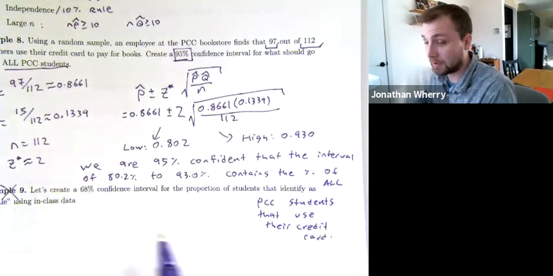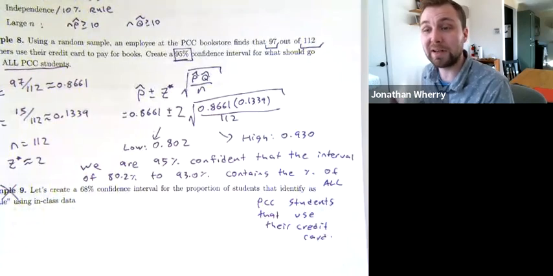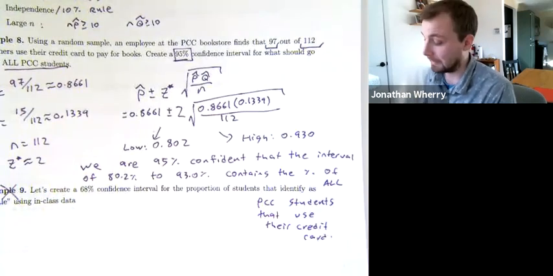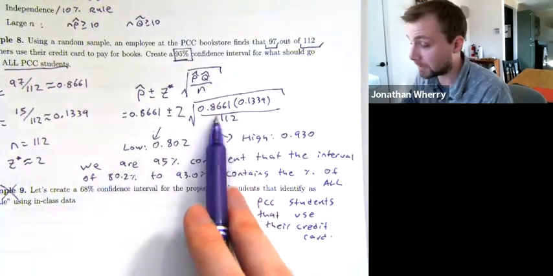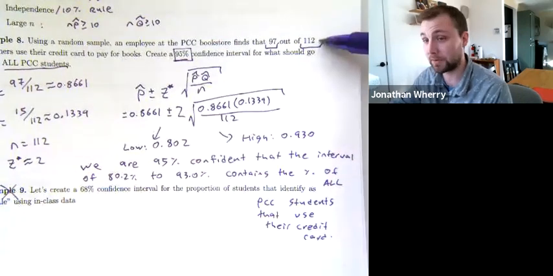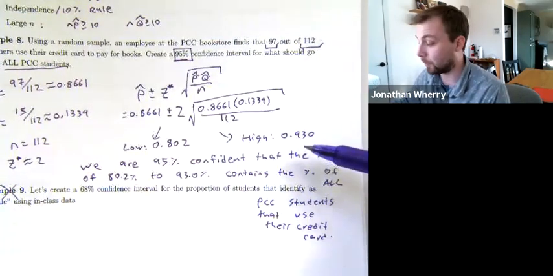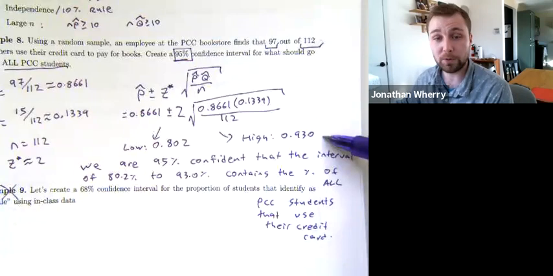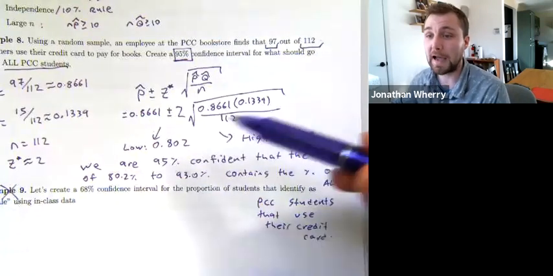This is a conclusion about all PCC students, like 27,000 PCC students. And I came up with that conclusion using only 112 individuals. That's the incredible power of statistics. This is with a relatively small sample size. I can figure out what's going on with very, very large populations with a certain level of accuracy.